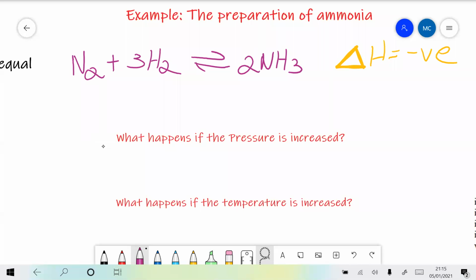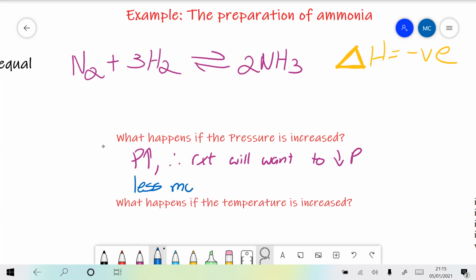So, what happens if the pressure is increased? Therefore, pressure increases. Therefore, the reaction will want to decrease pressure. There are fewer moles on the right. Therefore, the reaction shifts to form NH3.